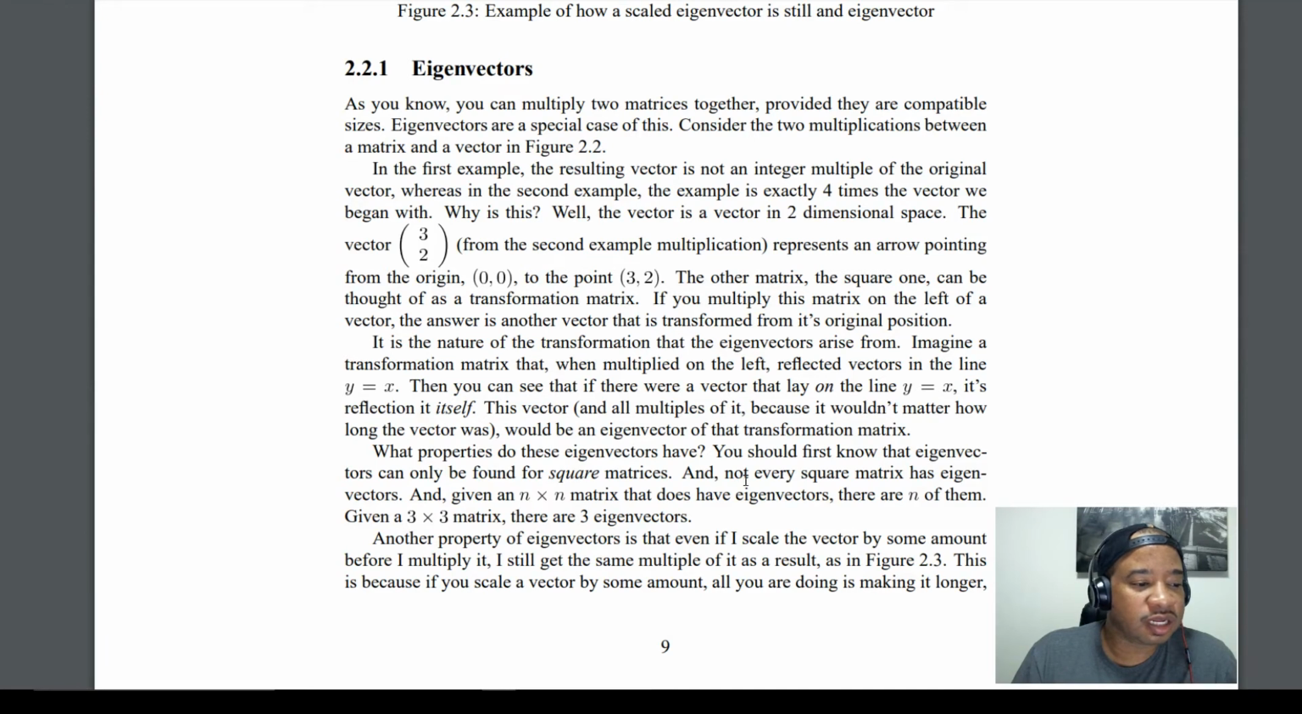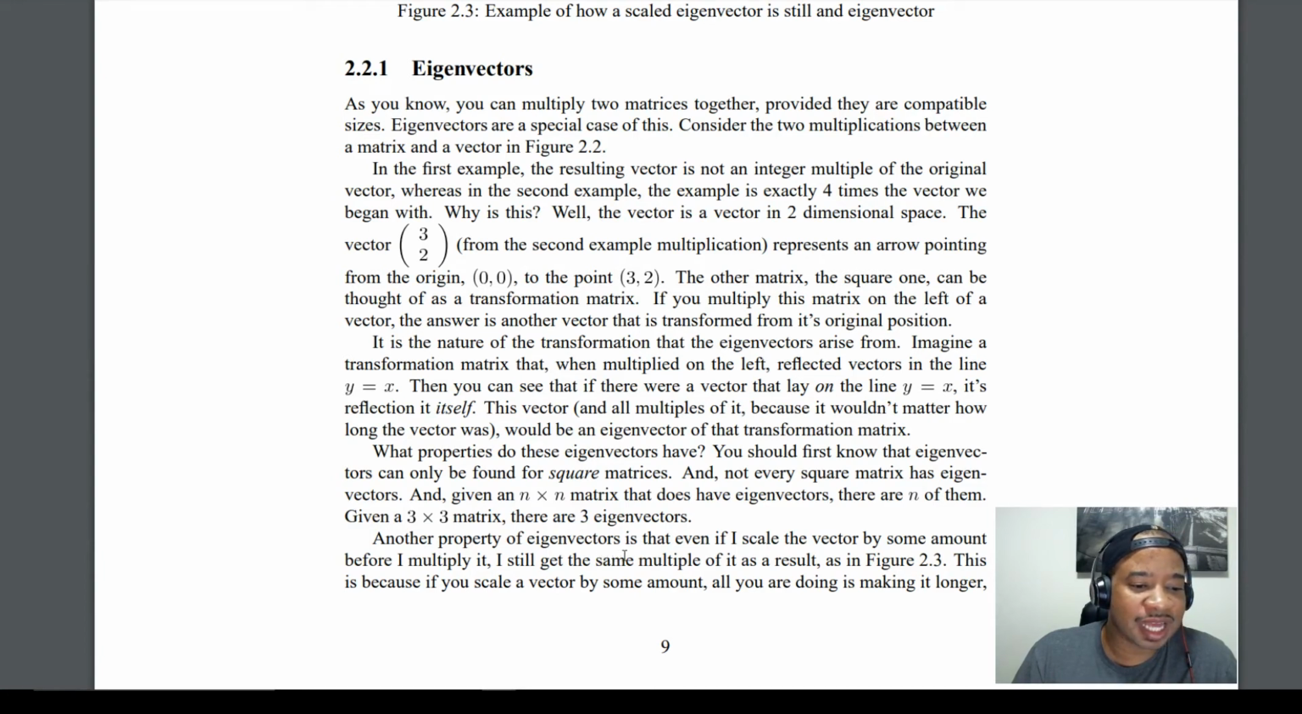You should first know that eigenvectors can only be found for square matrices. They have to have the same dimensions. And not every square matrix has eigenvectors. Given an n by n matrix that does have eigenvectors, there are n of them. So given a 3 by 3 matrix, there are 3 eigenvectors, if, of course, they exist in the first place.